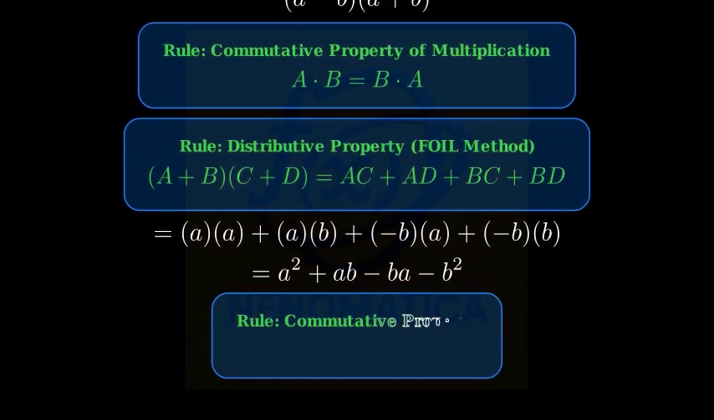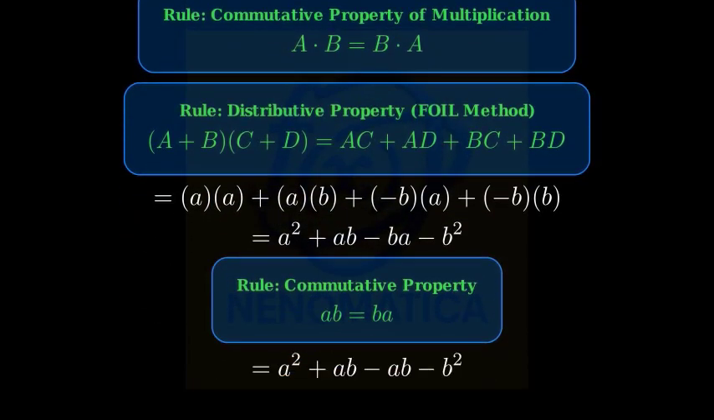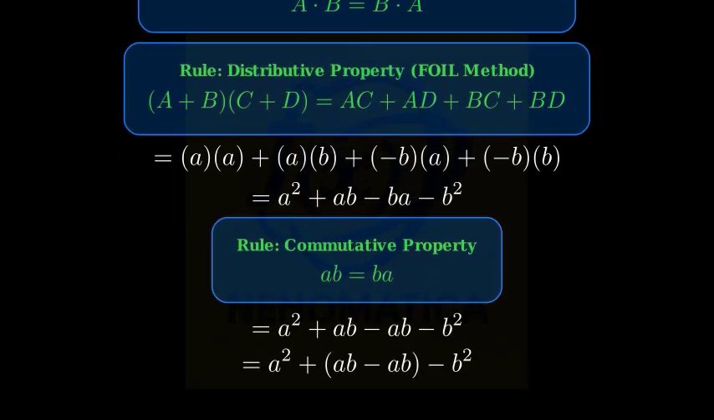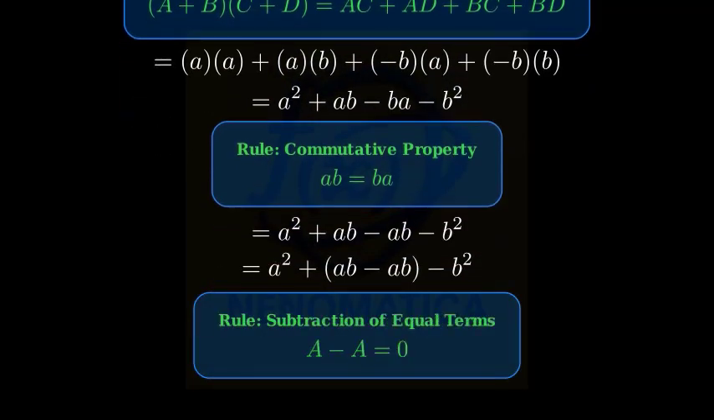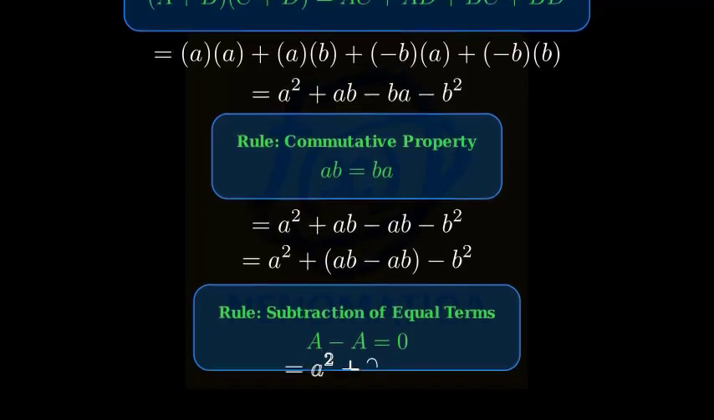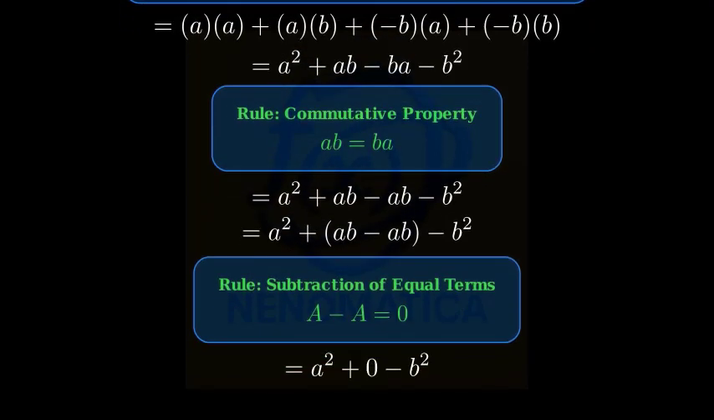Since multiplication is commutative, a times b equals b times a. So we can rewrite ab minus ba as ab minus ab, which equals 0. Let's group the middle terms. We have a squared plus the term ab minus ab, minus b squared. The middle term ab minus ab equals 0. So we have a squared plus 0 minus b squared.